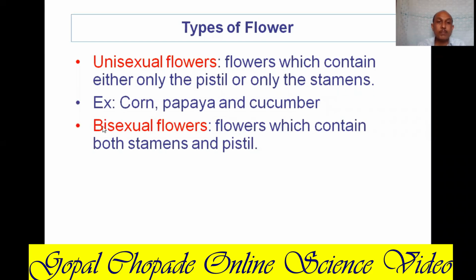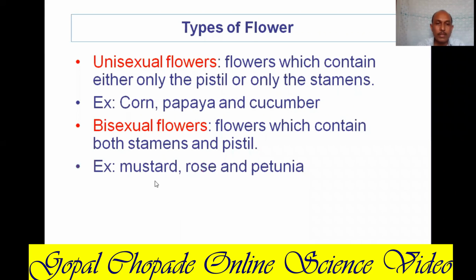Then the second one is bisexual, bi meaning two. So flowers which contain both stamen and pistil, both present in the same flower, that flower is called a bisexual flower. The best examples are mustard, rose, or petunia, hibiscus, that is China rose. So many flowers are there. Most of the flowers are bisexual and very few are unisexual flowers.